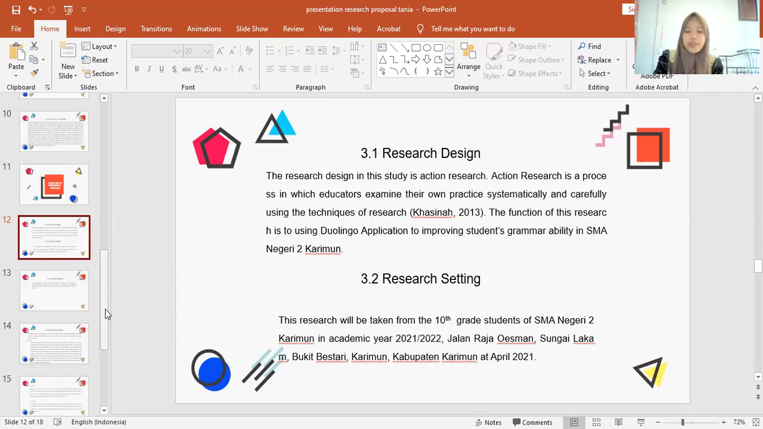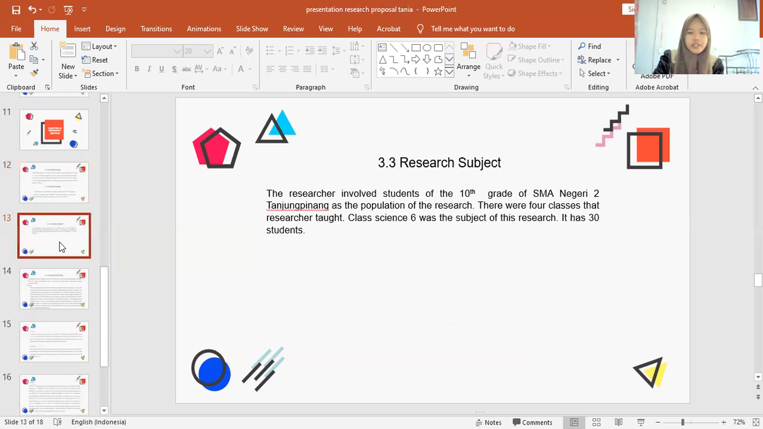Next, research setting. This research will be taken from the 10th grade students of SMA Negeri 2 Karimun in academic year 2021 until 2022, at Jalan Raja Usman, Sungai Lakam, Bukit Bestari Karimun, Kabupaten Karimun, in April 2021. Research subject. The researcher involved students of the 10th grade of SMA Negeri 2 Tanjung Pinang as the population of the research. There were 4 classes that the researcher taught. Class Science 6 was the subject of this research. It has 30 students.